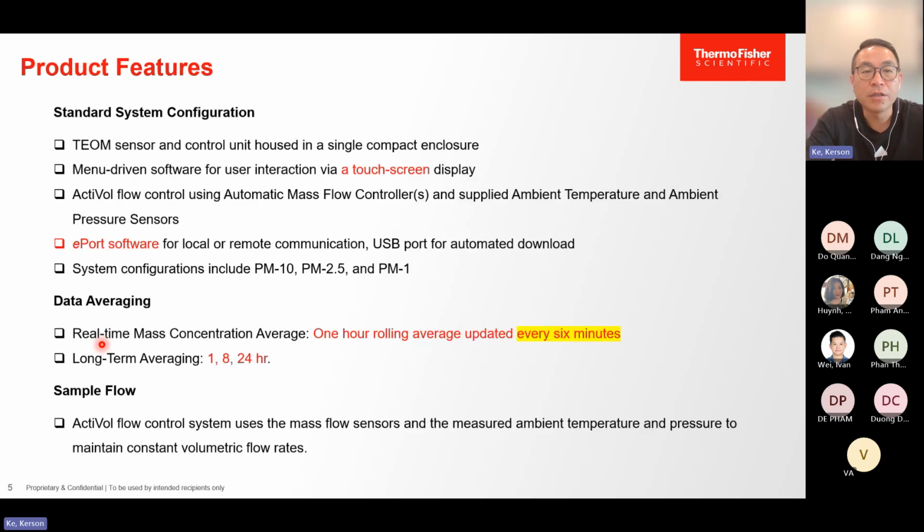So the product features, I think I just ran through it, and the difference is the calculation of the real-time mass concentration. We use the 1 hour rolling average, meaning the minute data comes from the past 60 data average, and we keep rolling the calculation of the average and update it every 6 minutes. Okay.